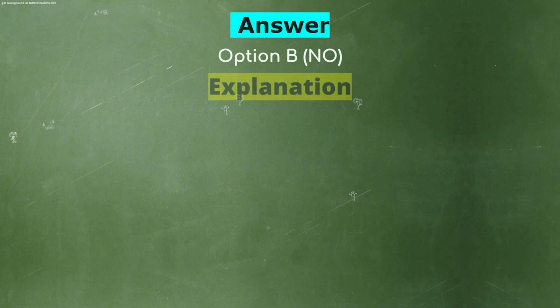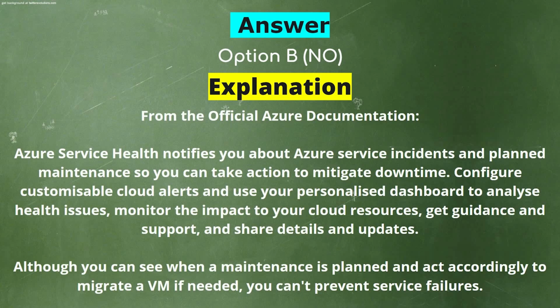No. Explanation. From the official Azure documentation, Azure Service Health notifies you about Azure service incidents and planned maintenance so you can take action to mitigate downtime. Configure customizable cloud alerts and a user personalized dashboard to analyze health issues, monitor the impact to your cloud resources, get guidance and support, and share details and updates. Although you can see when a maintenance is planned and act accordingly to migrate a VM if needed, you can't prevent service failures.